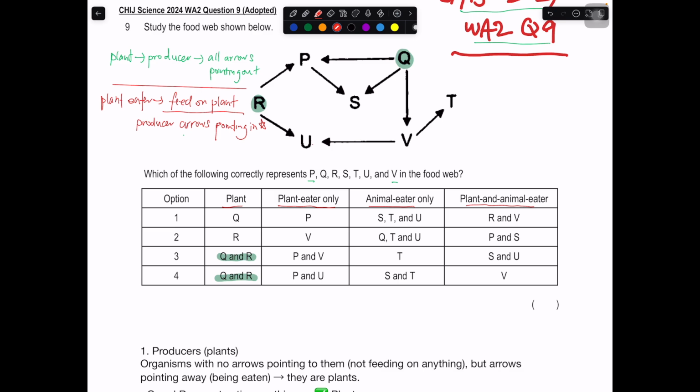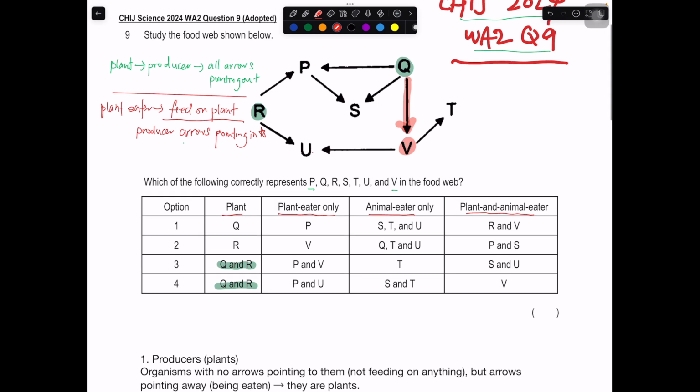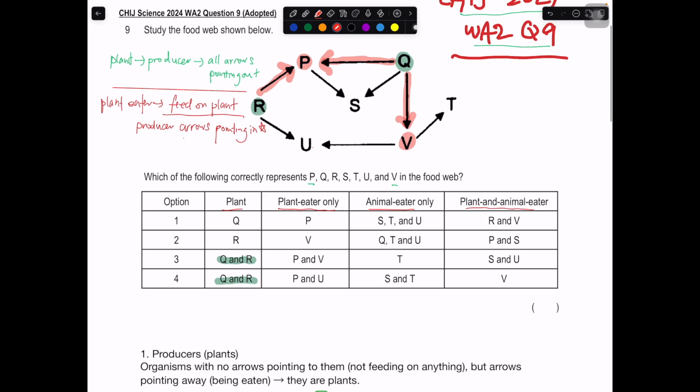So let's take a look at Q to V. Q to V, this is definitely a plant eater because the producer arrow is going in, then there are two arrows going out. It means that it must be strictly being fed on. And another plant eater will be your P. P is your plant eater because the producer arrow is going in. In fact, two producer arrows are going in, from Q and R. So it means that P must be your plant eater. P and V. So straight away the answer is 3.